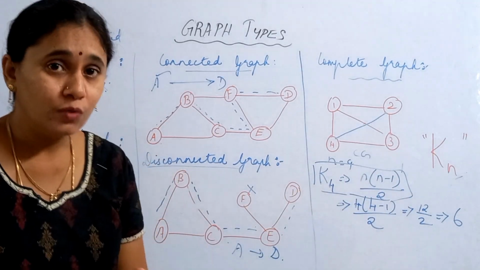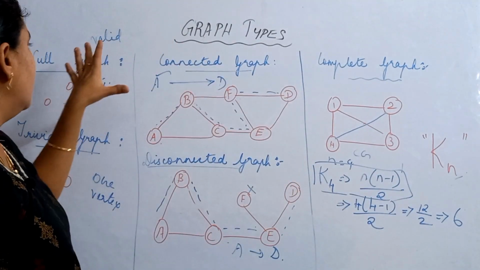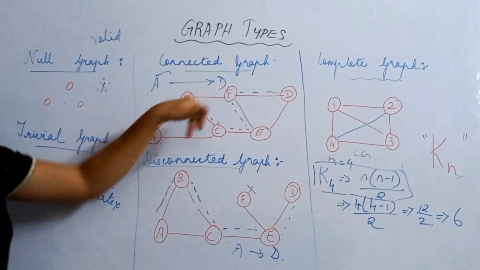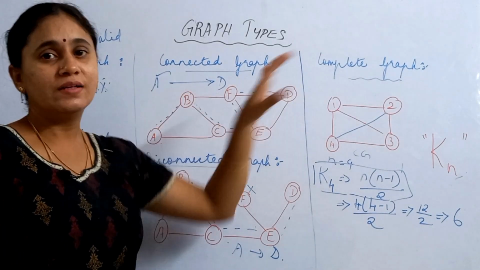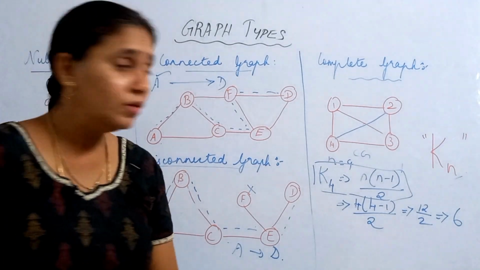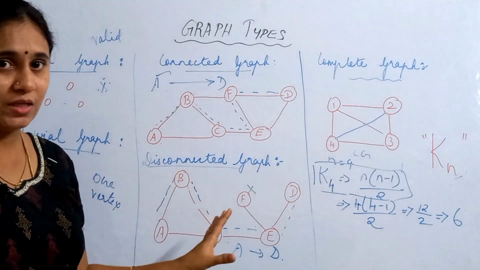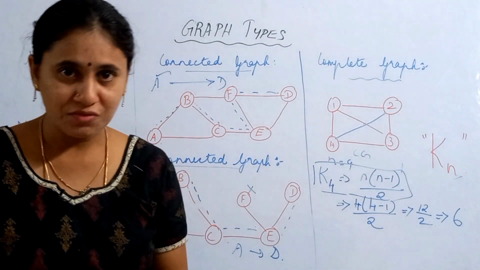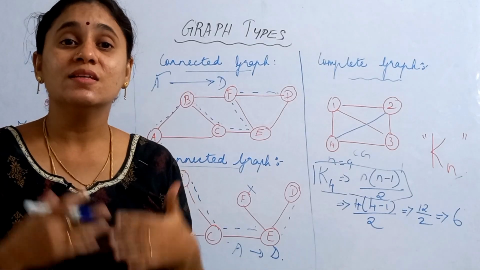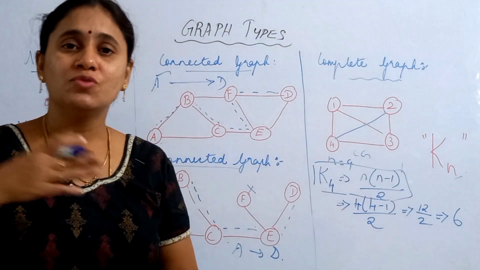Okay, so up to now we have discussed null, trivial, connected, disconnected and complete graphs. So up to now we have discussed a few of the graph types. Okay friends, so in the future videos we are going to discuss yet more different types of graphs.